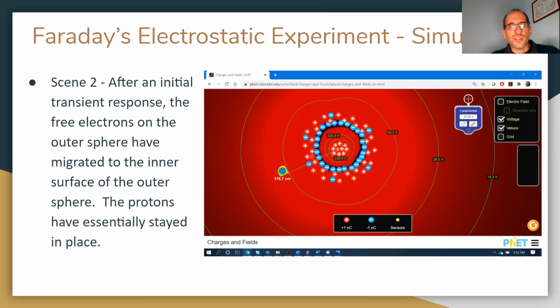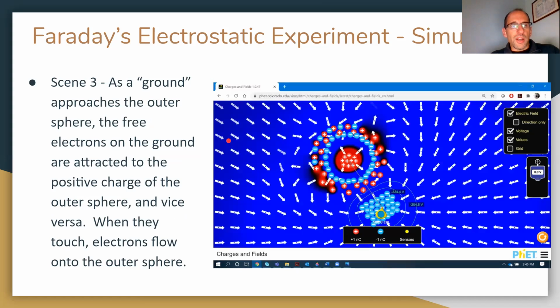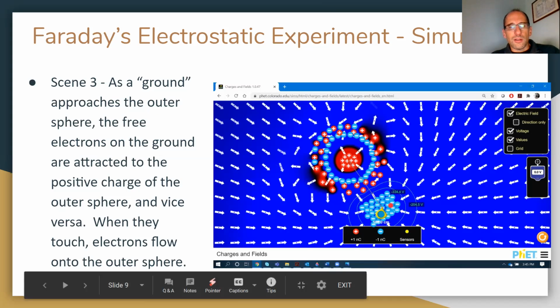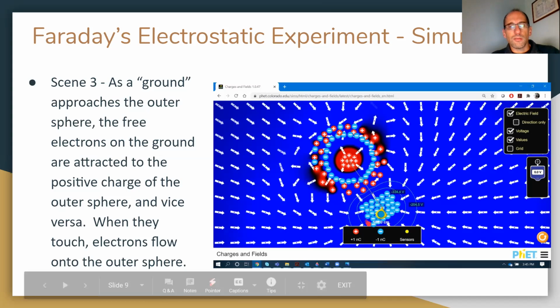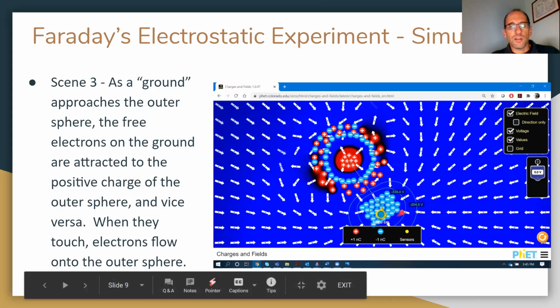But you can see the negative charges have come close to the surface. The free negative charges have come close to the inner surface, and the positive charges stayed where they are because they're stuck in the nuclei of their respective atoms. But now, if you recall, in this experiment, Faraday touched the outer sphere to a ground. So a ground is basically a reservoir of a whole bunch of free, negatively charged electrons.